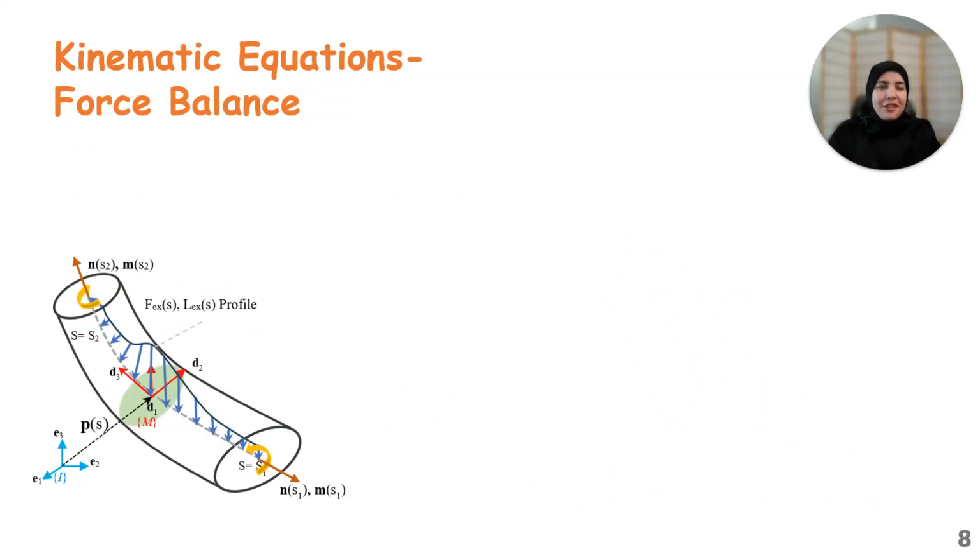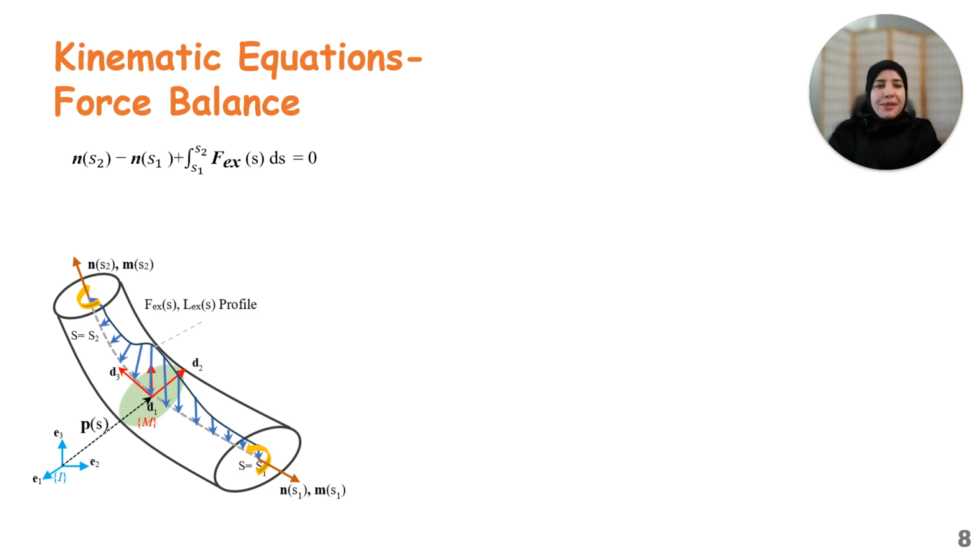Now let's discuss in detail how we derived the kinematic equation shown in the previous slide. As shown, the forces acting on the element include both internal forces and moments in the beginning and end cross-section of the element, and also the external forces and moments, which here we consider in their general form and apply their profile on the center line of the element. Now, if we write down the force balance, it results in this equation.